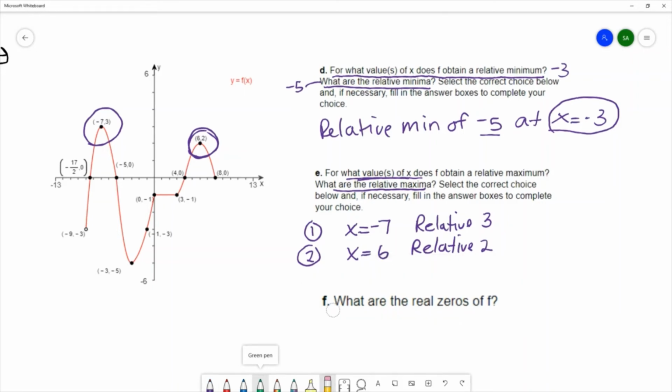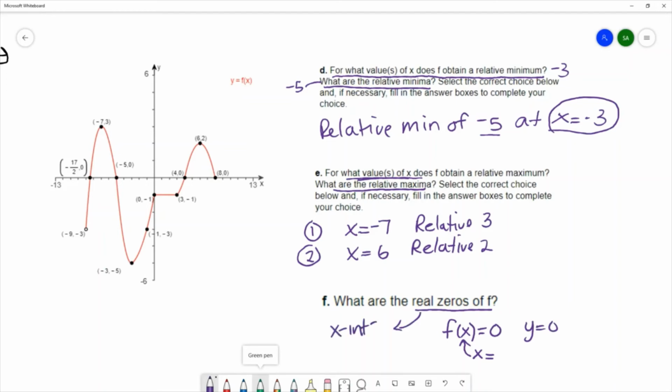On this part, it says, what are the real zeros of f? So the zeros of f are referring to when our f of x is equal to 0, and what x values those occur at. So when I'm looking at my graph, I'm looking for when f of x equals 0, which is when y equals 0. Essentially, this is the same thing as asking what are the x-intercepts of f.